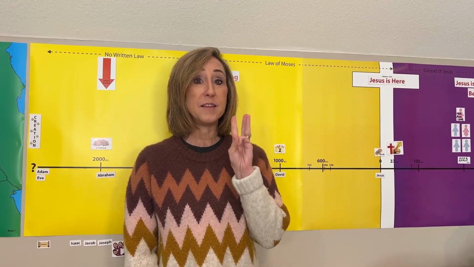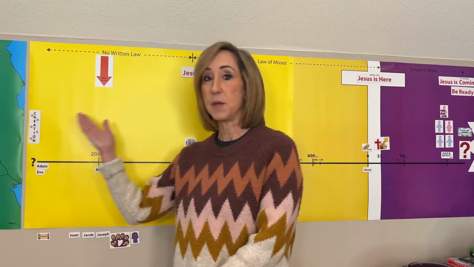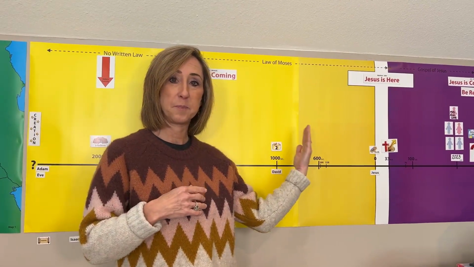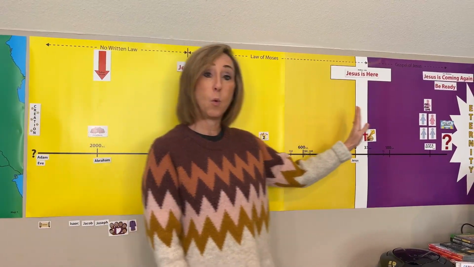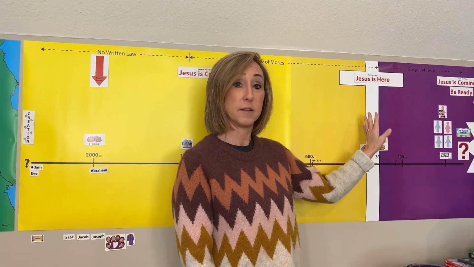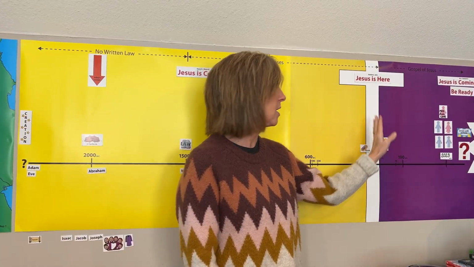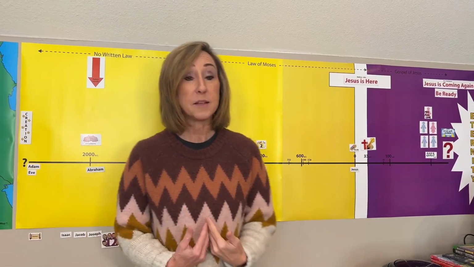There are three sections on this timeline, three main sections. You'll see the big yellow section behind me. And that's a long period of time till we come to a white section, which is a cross. And that is a second section or a middle section. And then we have a purple section that leads up to the present time.